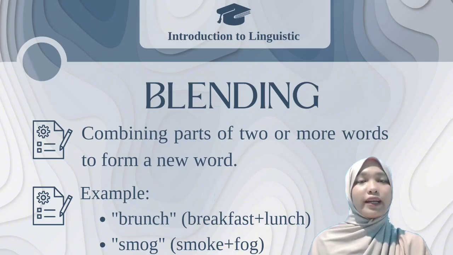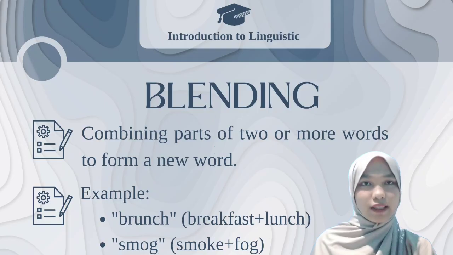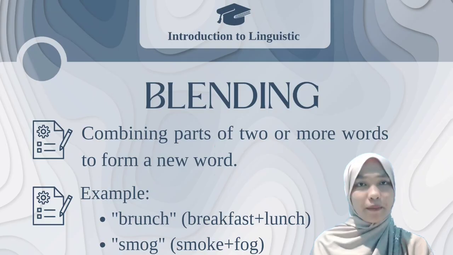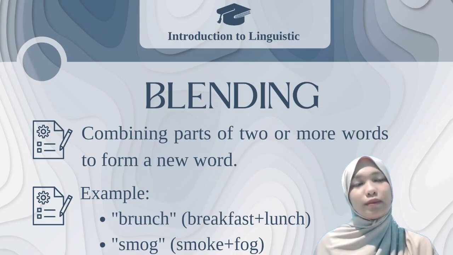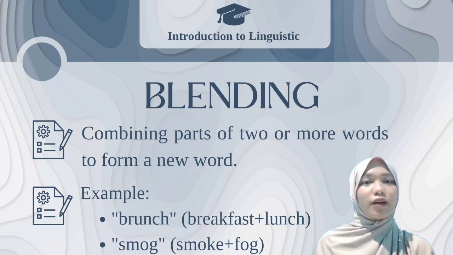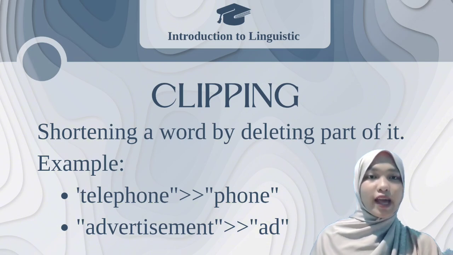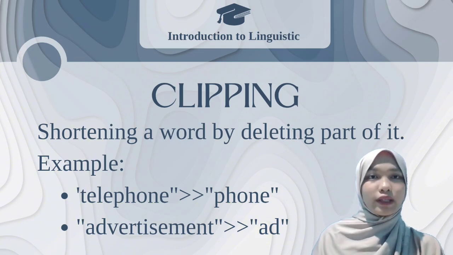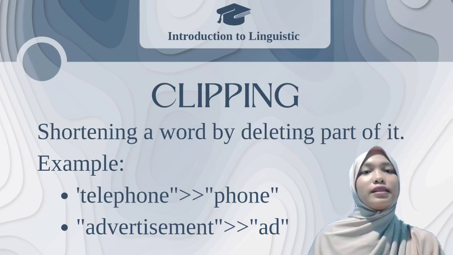And the next type is blending. Blending is combining parts of two or more words to form a new word. For example, brunch from breakfast plus lunch, and smog from smoke plus fog. Clipping is shortening a word by deleting part of it. For example, telephone and advertisement. Telephone, we delete tele and it becomes phone, and we delete vertisement and it becomes ad.